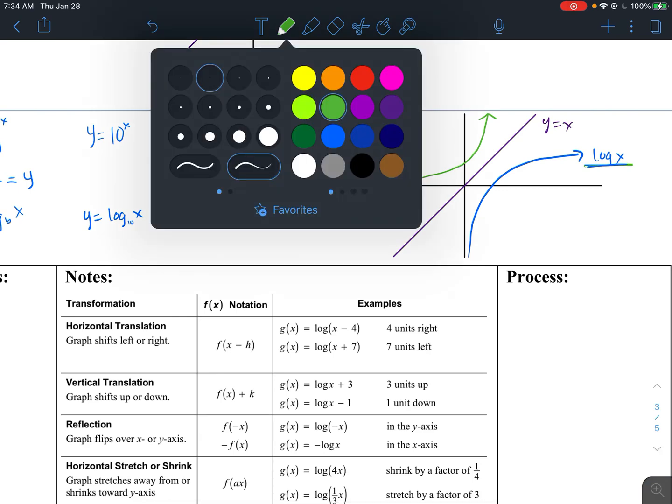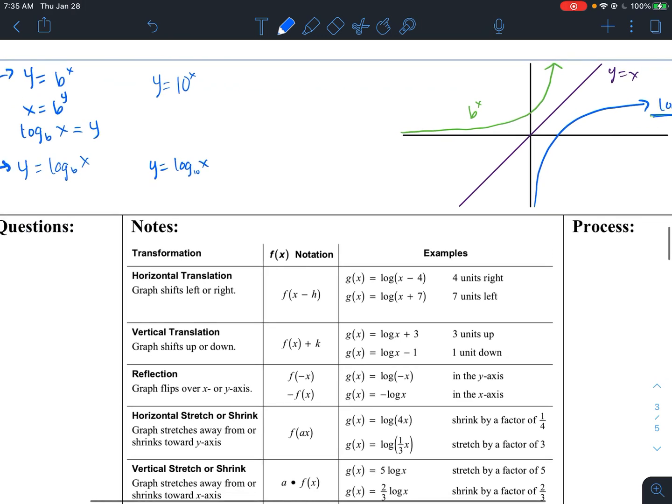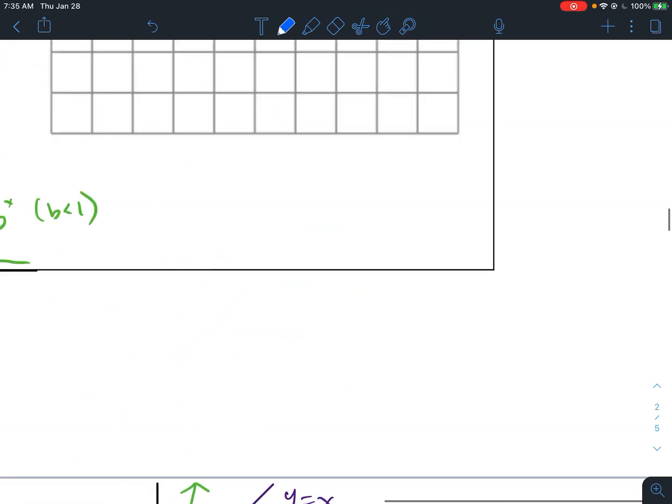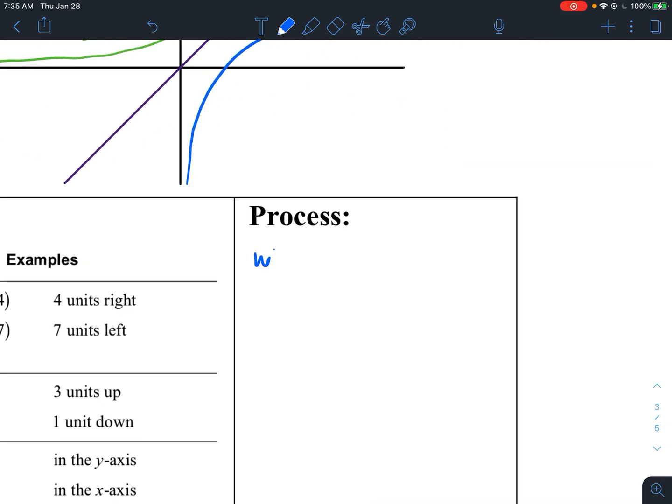Now, onto the transformations. The transformations apply the same way as any other function, right? It's a matter of what is inside, what do we classify as inside? So what is inside?